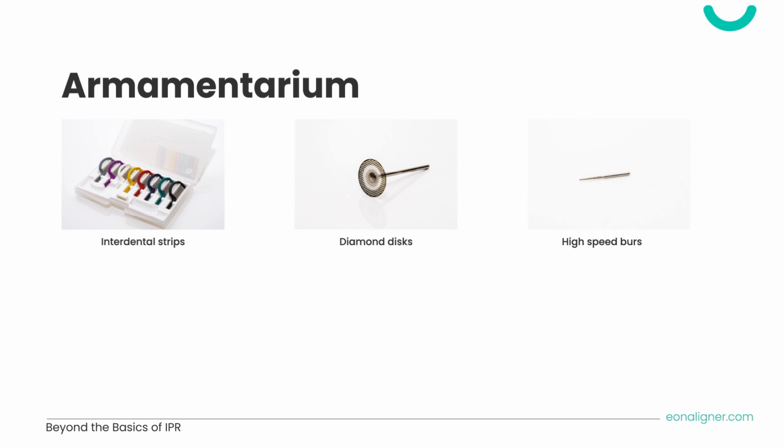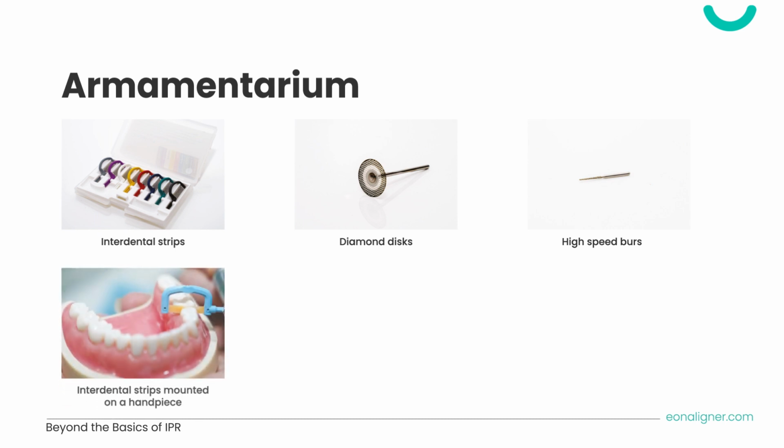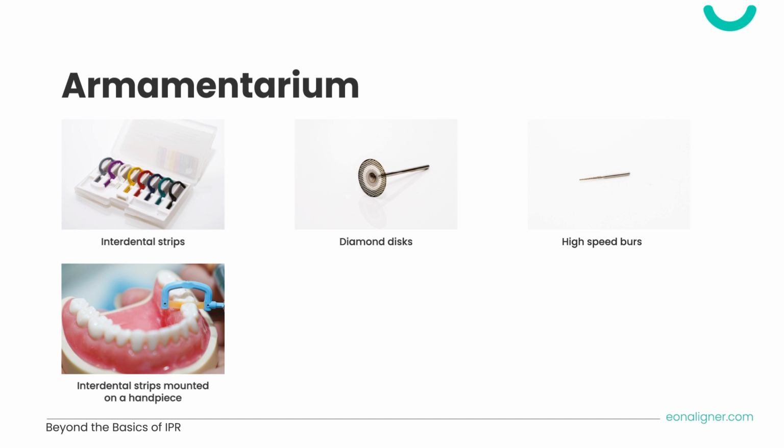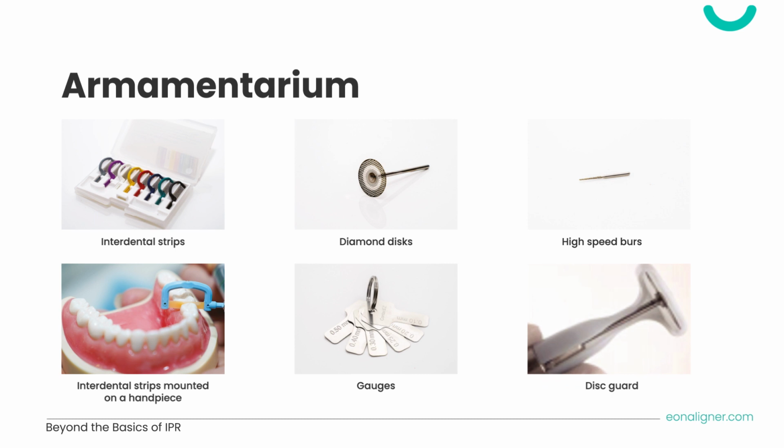High-speed burrs. Smallest reduction done is 0.3 to 0.4 millimeters. Be cautious when using them to avoid forming ledges, and also not to injure the soft tissues. Interproximal strips mounted on contra-angle handpiece. IPR gauge. For accurate measurement of interproximal space. Guard applied on the discs to protect the soft tissues.